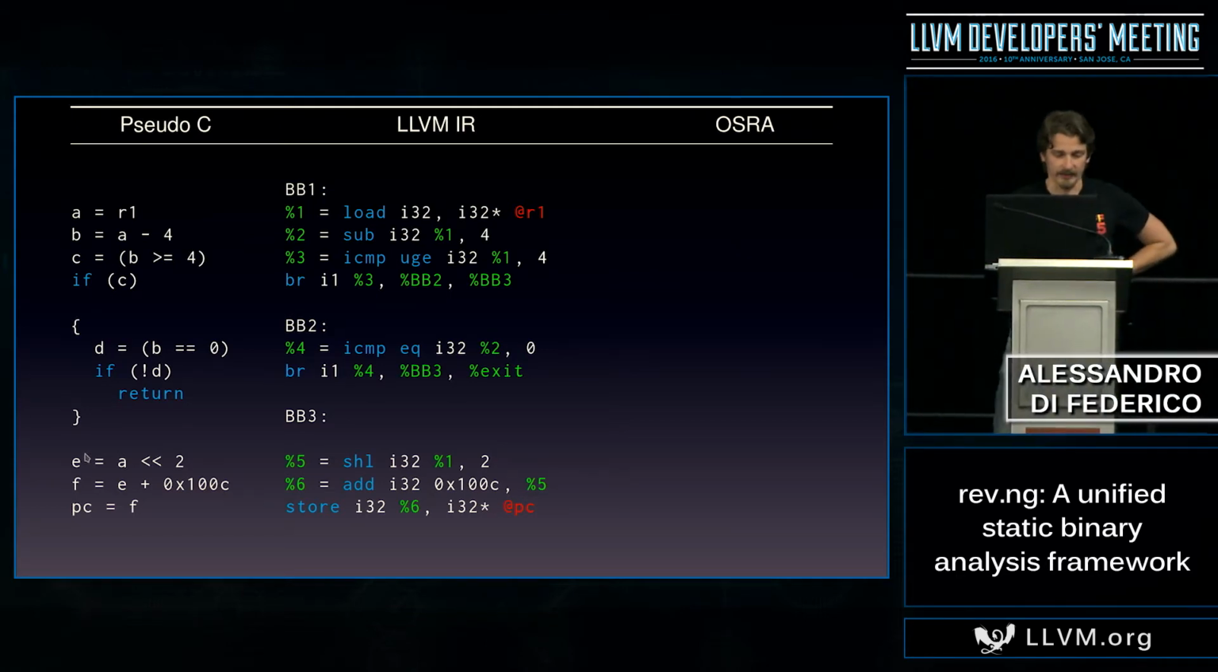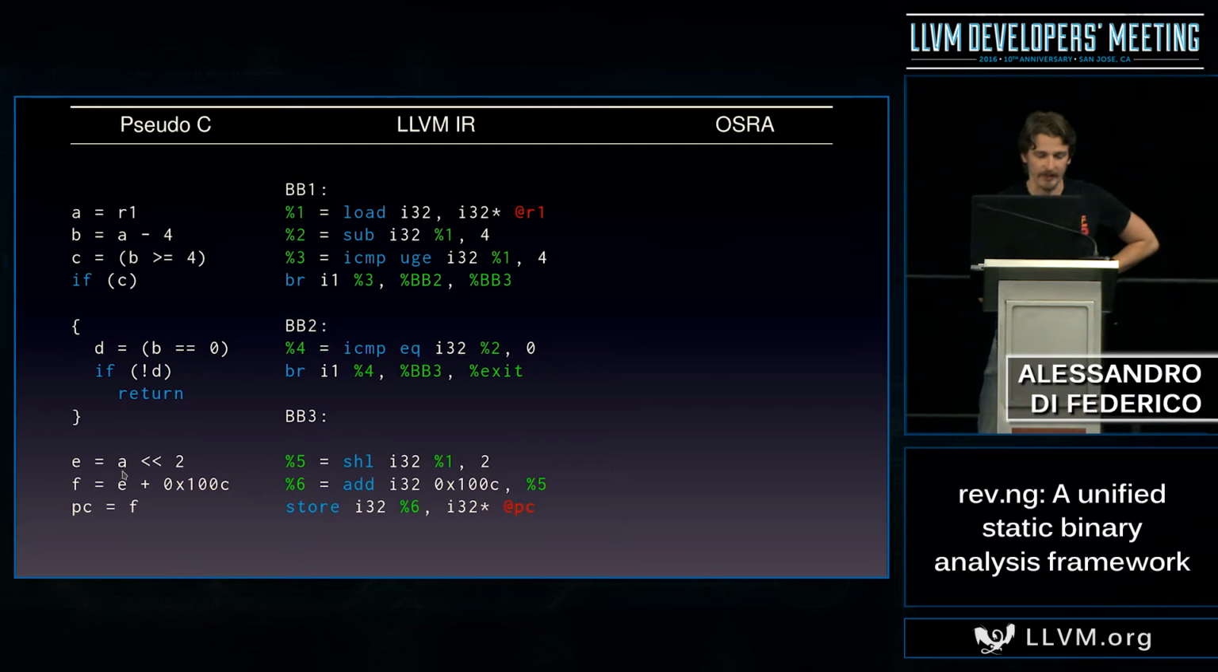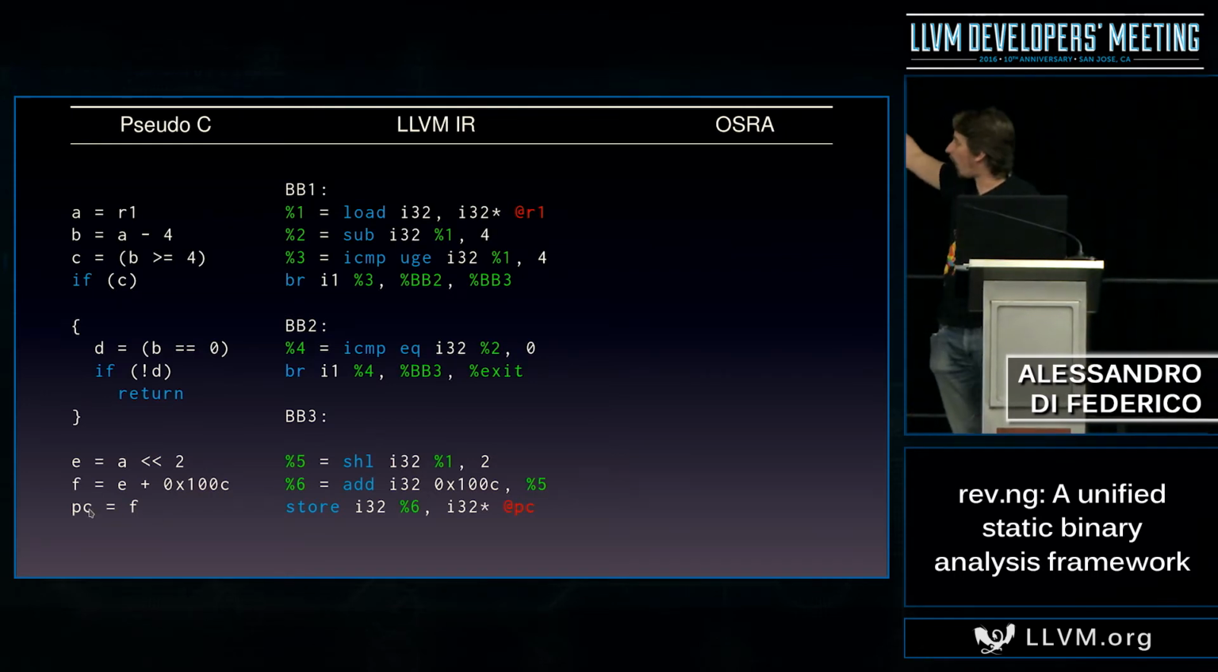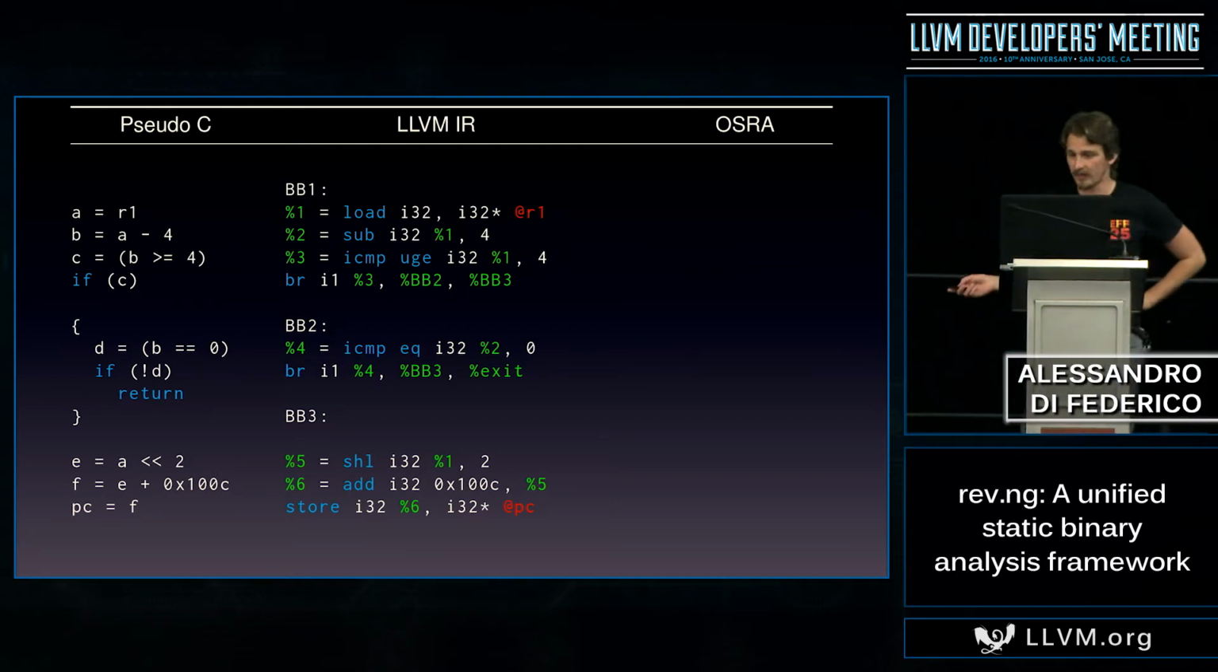Instead, if it's actually less than or equal, then we take the original value, A, shift it left by 2 positions, add the current program counter, and write the result into the program counter. So let's see how OSRA, the OSR analysis, actually handles this situation.